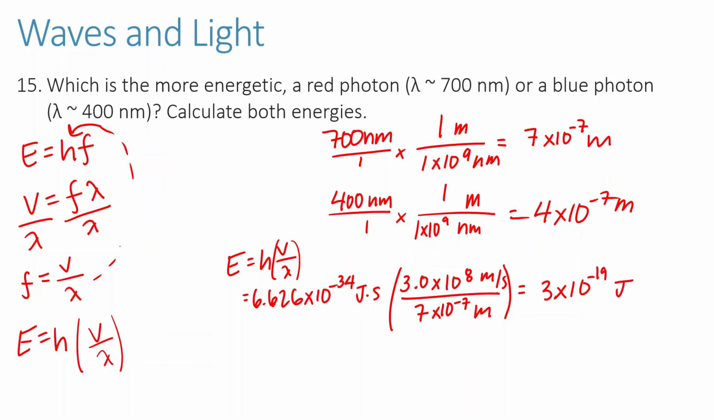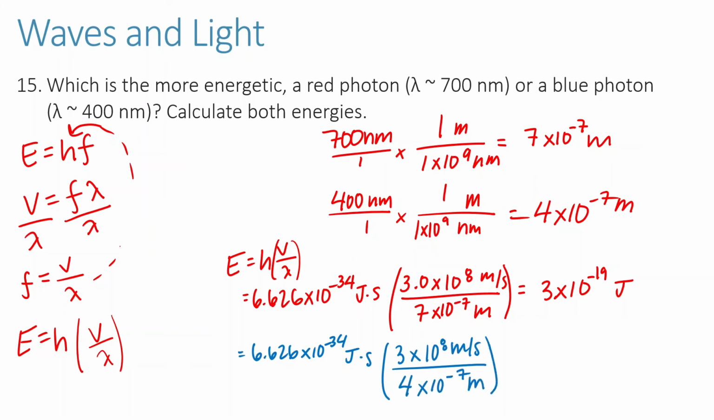We can repeat this calculation for our blue photon. So 6.626 times 10 to the negative 34 joule seconds. That's the value of h. Speed of light is still 3 times 10 to the 8 meters per second. This time we're dealing with 4 times 10 to the negative 7 meters for our wavelength. So when we solve this one, we get 5 times 10 to the negative 19. So 5 is a bigger number than 3, so that blue photon is going to be higher energy than the red photon.